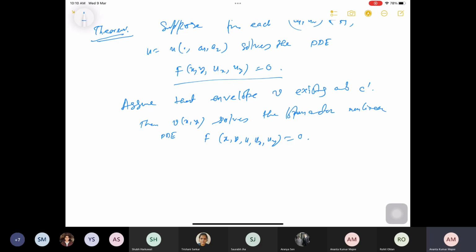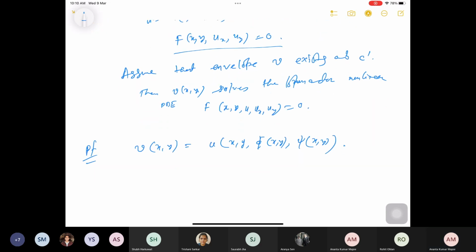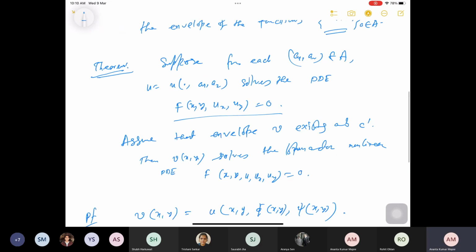So basically what I have, since v is an envelope, that means I have v of x,y, which is u of x,y, some function phi of x,y and then some function psi of x,y. Is it not? So now u is a solution, u(x, y, a1, a2), which solves your first order PDE.